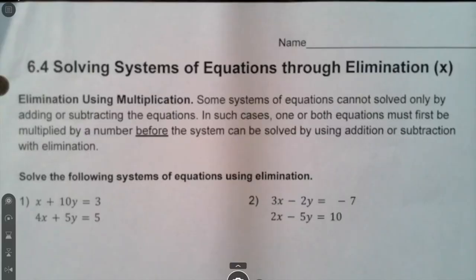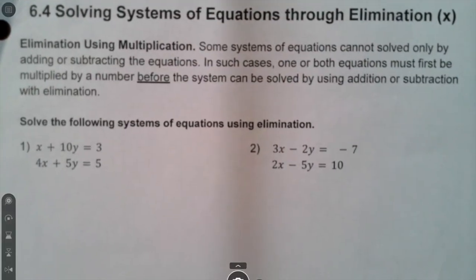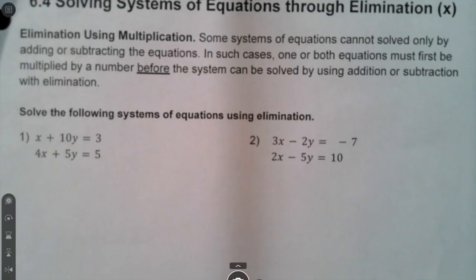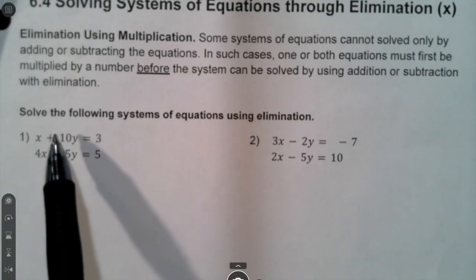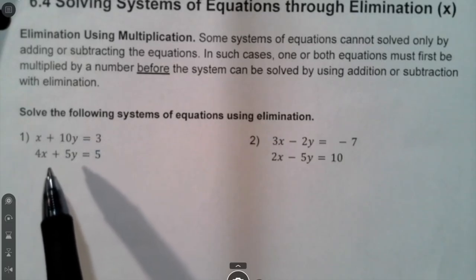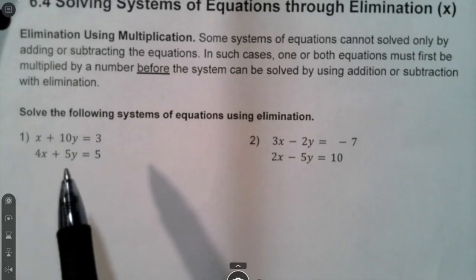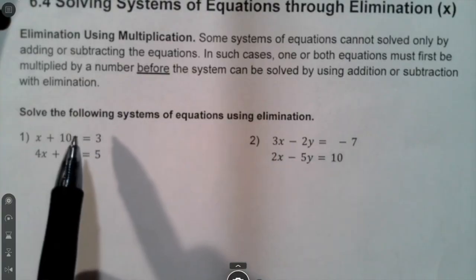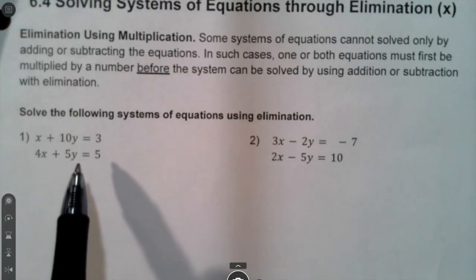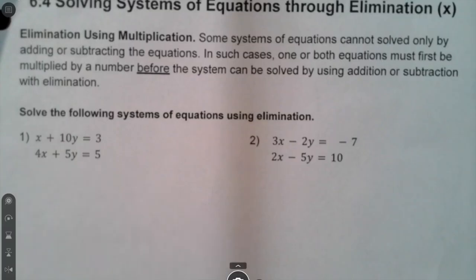So if you look at number 1, you'll see what I'm talking about. If I look at the x's, I have a 1x and a 4x. They don't match. I have a 10y and a 5y. They don't match either. So what I have to do is multiply either the top equation or the bottom equation by a number to make it so they do match.